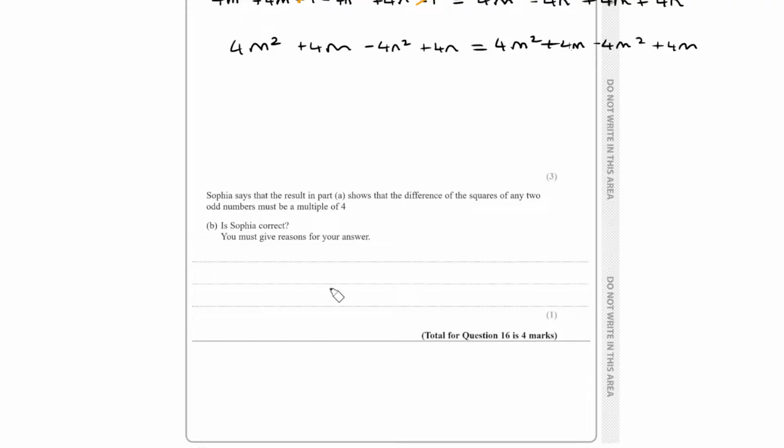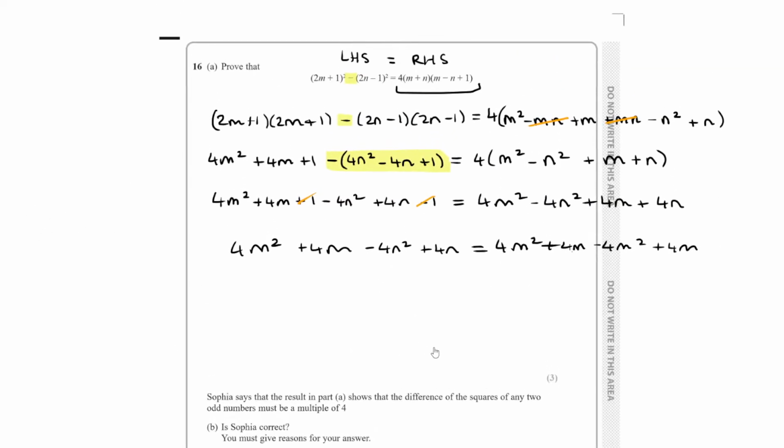Okay, part B. Sophia says that the result in part A shows that the difference of 2 squares of any 2 odd numbers must be a multiple of 4. Is Sophia correct? So we obviously didn't factorize it, but let's just come back to the original. So she's saying that it shows that the difference, in other words, difference means subtract, of the squares of any 2 odd numbers. Now, if you think about proof, they've used 2m plus 1 and 2n minus 1.